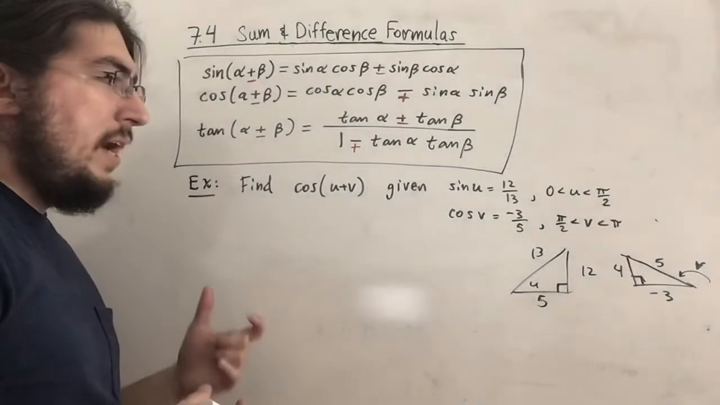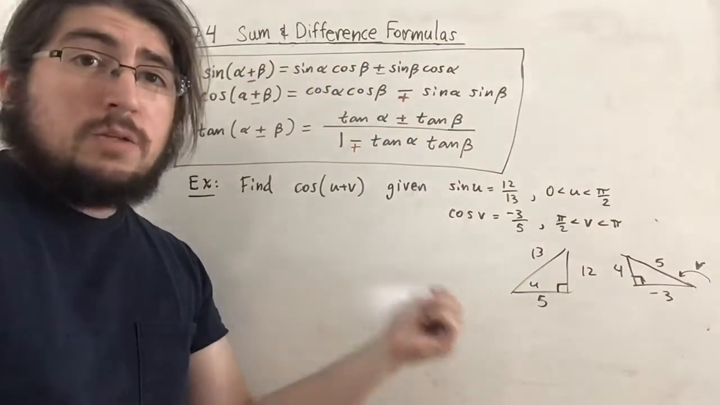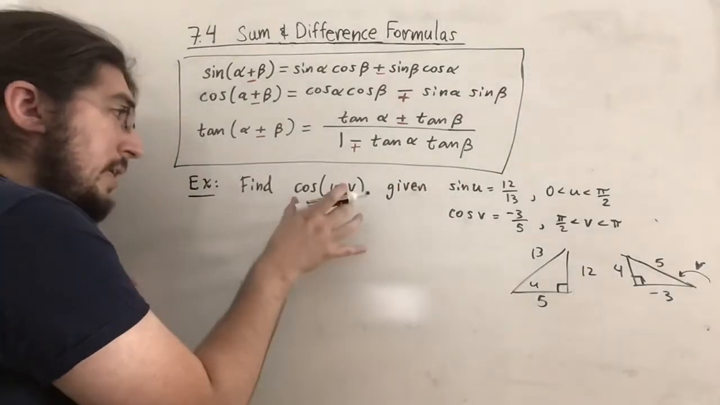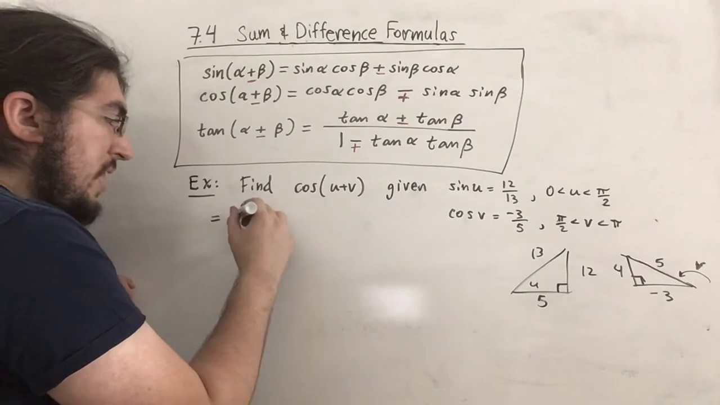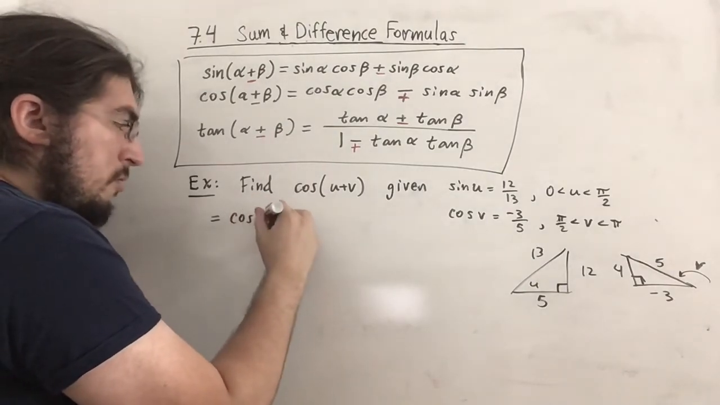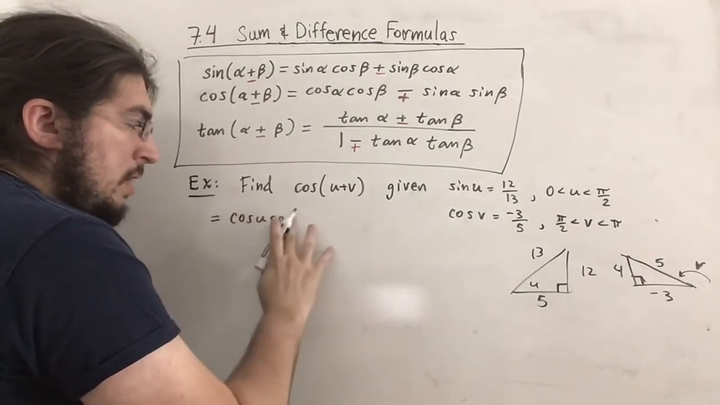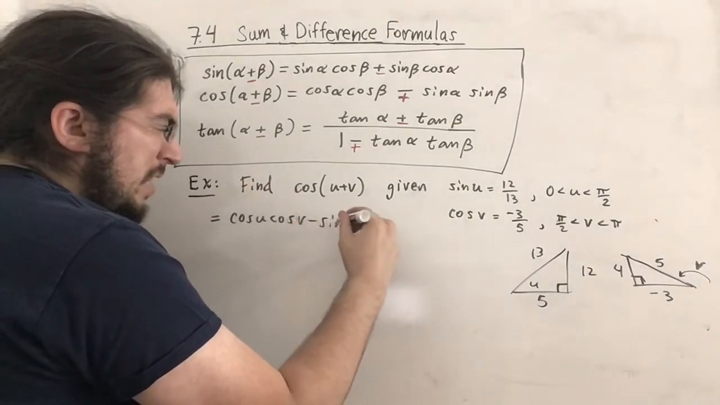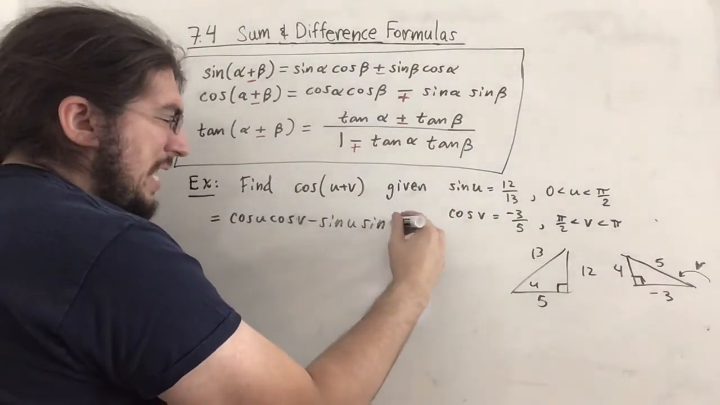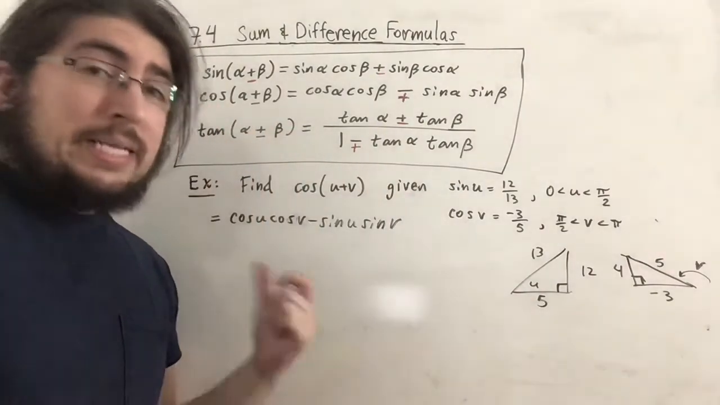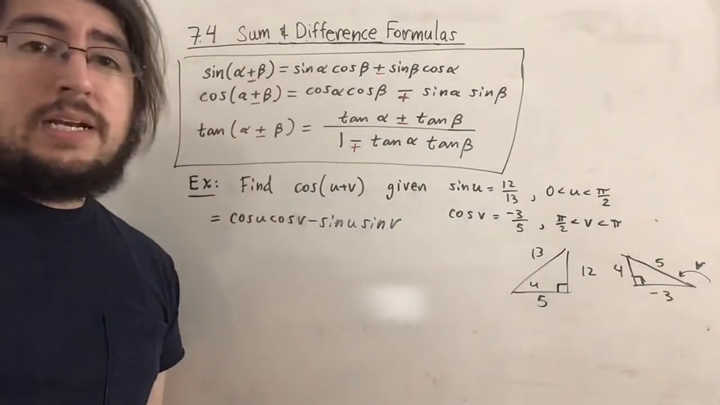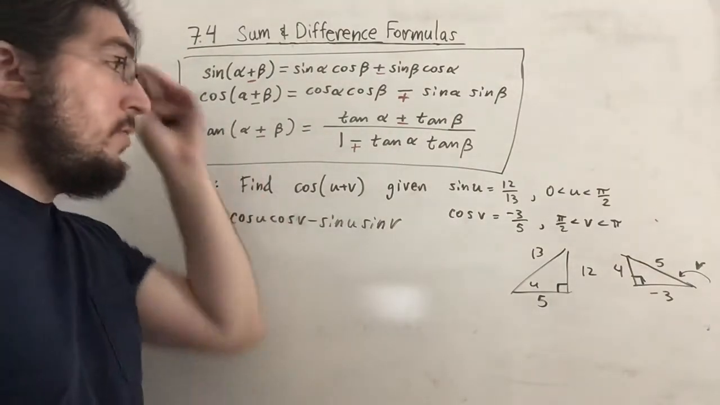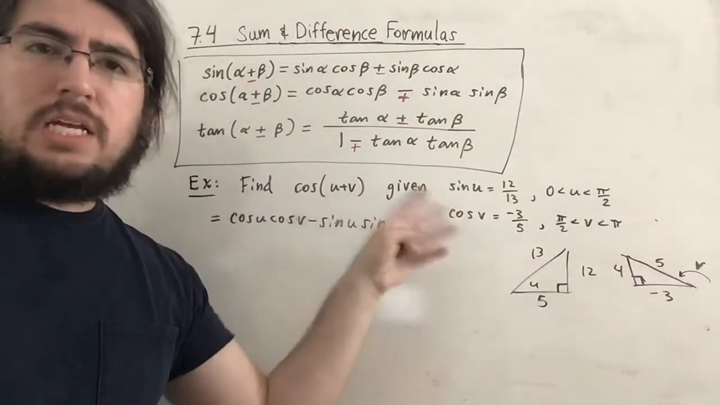So now, since we completed the right triangles, we can find sine of v and cosine of u. Because, what do we know about cosine of u plus v? Well, it's cosine of u times cosine of v minus sine of u times sine of v. Just like that. Good. And even though I didn't mention it previously with these identities, it is actually true no matter what quadrants you're in.